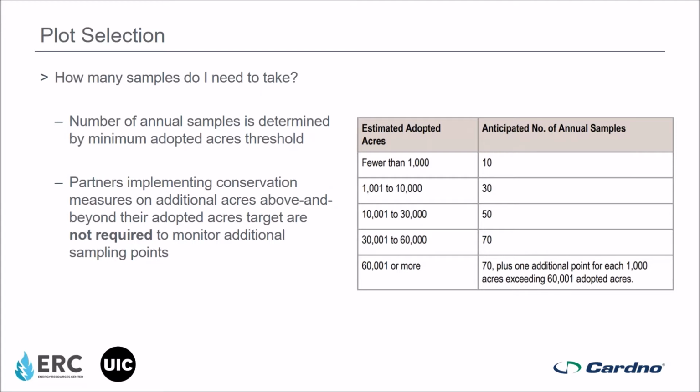Now that is based on the minimum target. So if your organization does exceed your minimum adopted acres, you are still only required to collect that annual number of plots based on the minimum target.